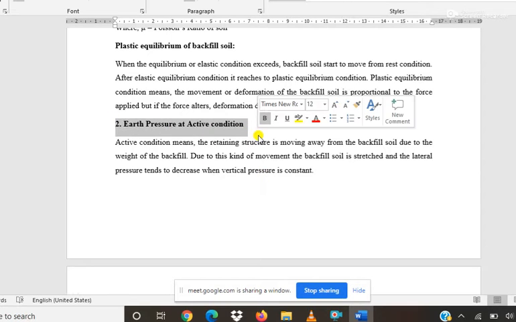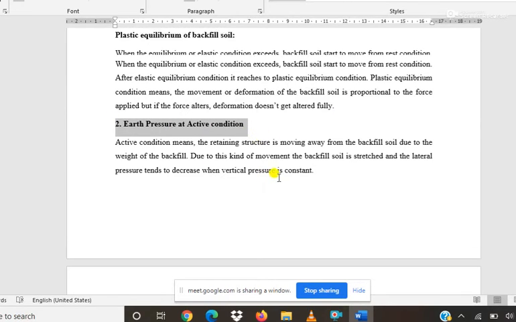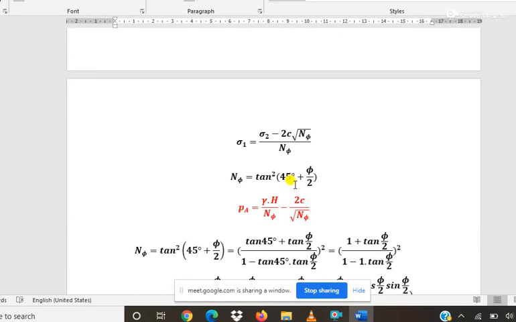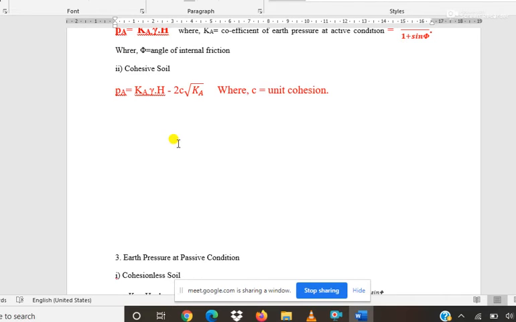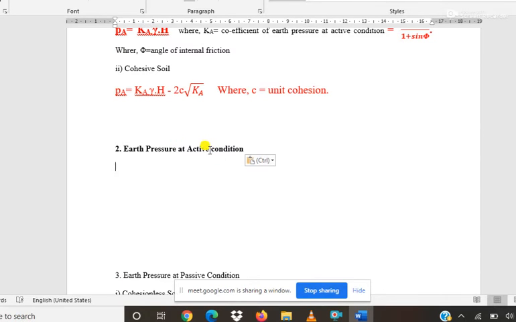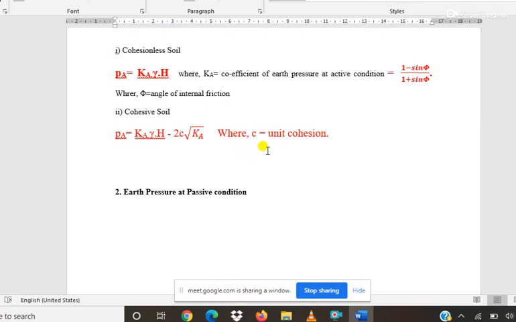Now we'll go to the next topic, that is earth pressure in passive condition.